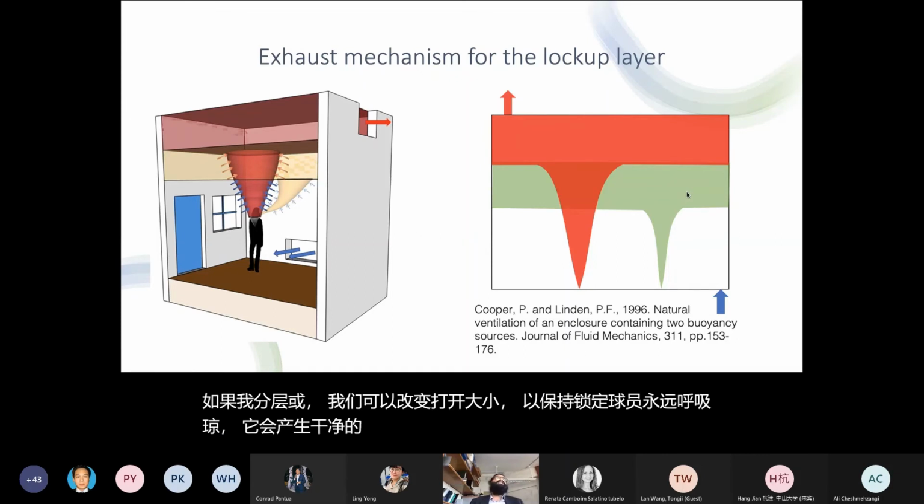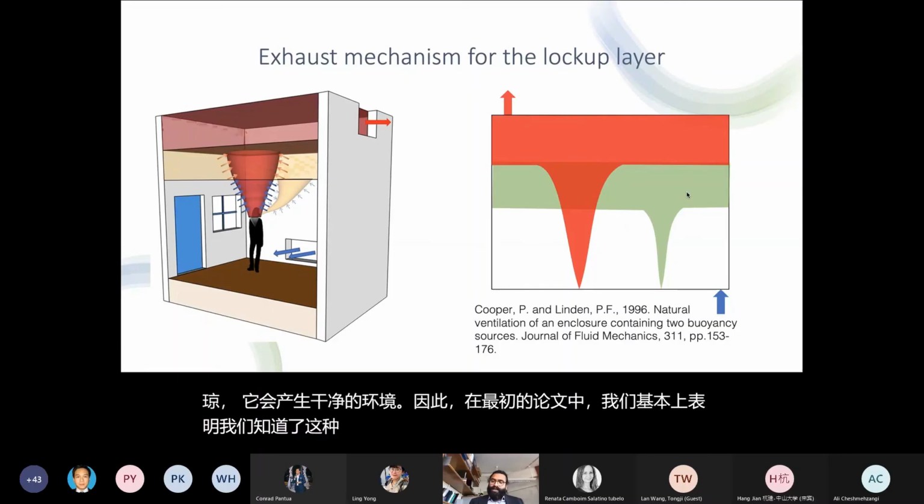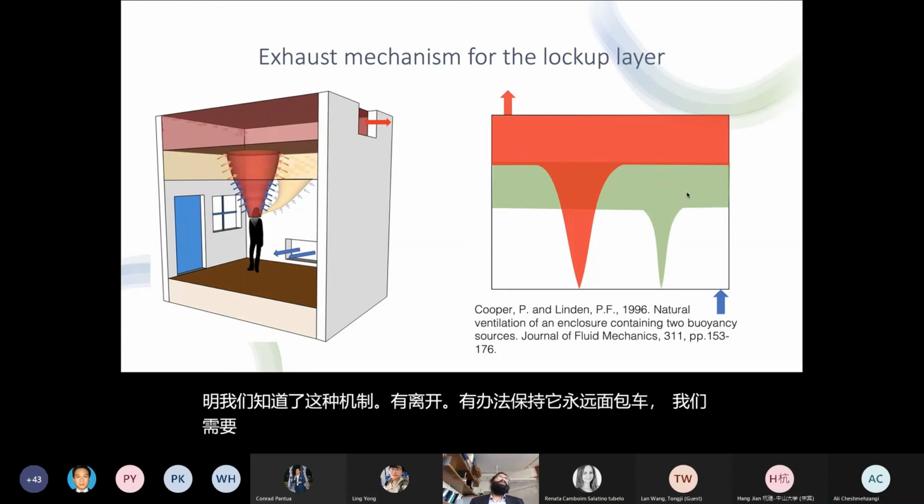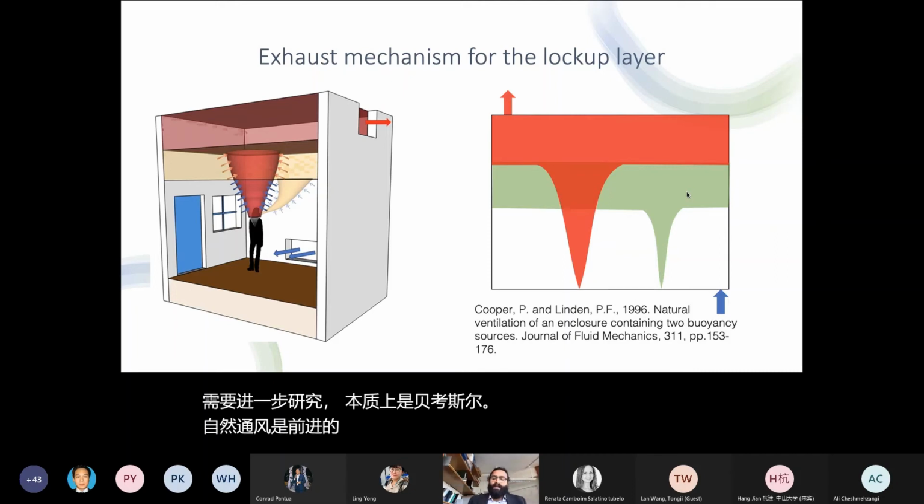So essentially in these initial papers, we showed that we know the mechanism. There are ways to keep it above, and we need to study further, essentially because natural ventilation is the way to go to deal with the climate crisis, etc. And we need to understand this.